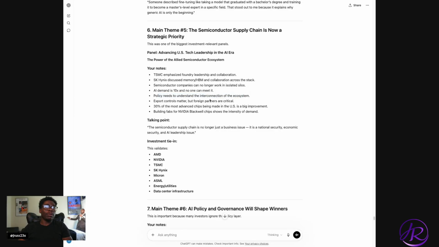Export controls matter, but foreign partners are critical. 30% of the most advanced chips being made in the US is a big improvement. Building fabs for NVIDIA Blackwell chips shows the intensity and demand. The semiconductor supply chain is no longer just a business issue. It's a national security, economic security, and AI leadership issue. This goes back into my investment thesis of AMD, NVIDIA, data center infrastructure, all of these main points. So overall, these companies were just saying that they're looking to collaborate a lot more because this isn't just an isolated problem. It's a U.S.